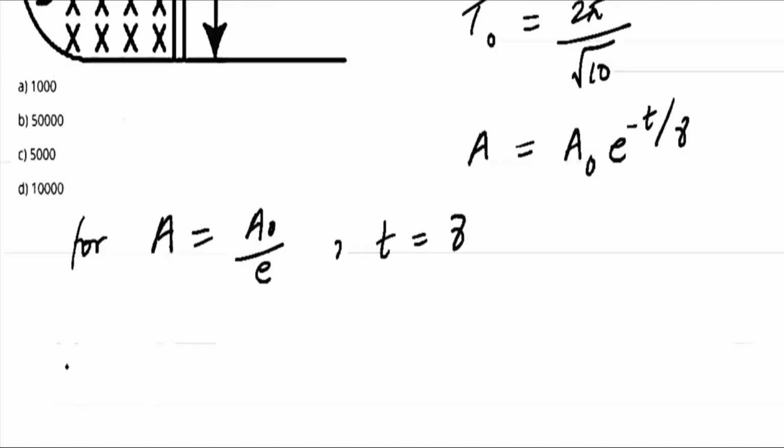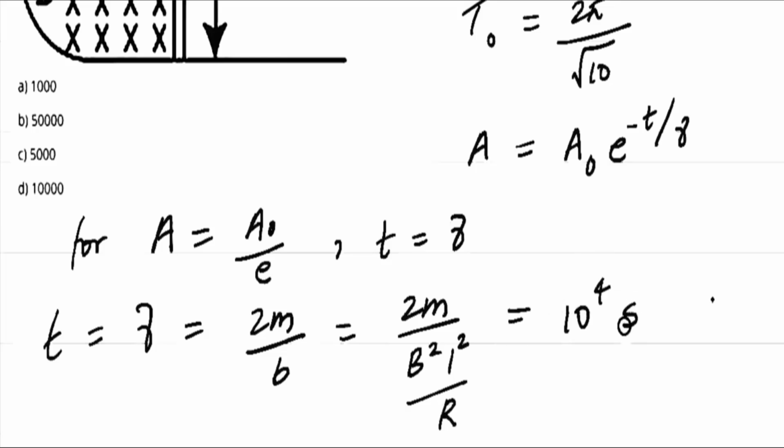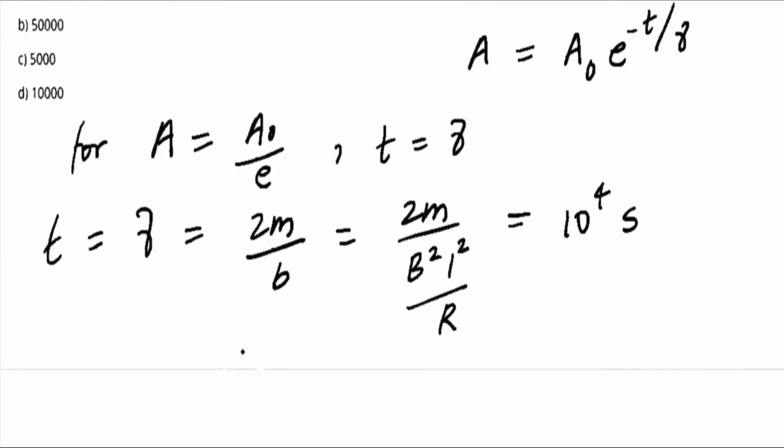So I am writing t is equal to gamma, which is equal to 2M by b. This is the relation. So it is equal to 2M upon, in the place of b, I am substituting the magnetic field relation, B square l square upon R. Substituting all the values and simplifying, I will get 10 raised to 4 seconds.